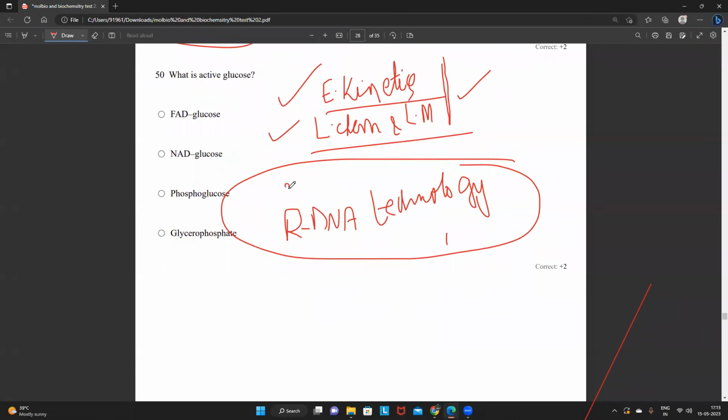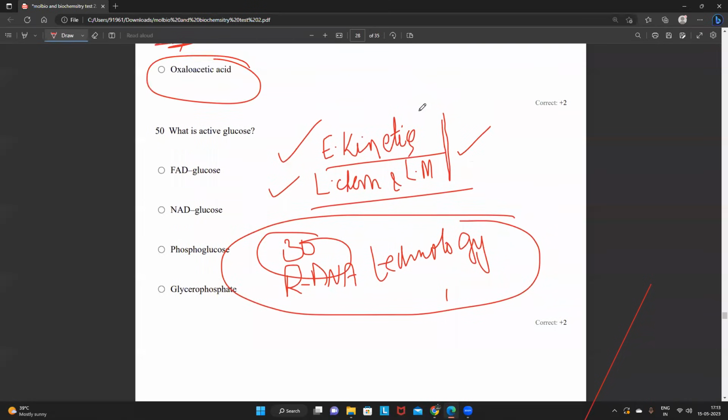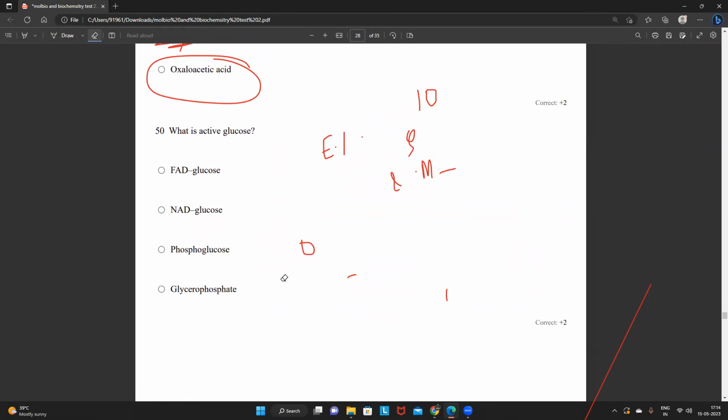From rDNA technology, I will give 30 questions. From enzymes and kinetics, I will give 10 to 11 questions. From lipid chemistry and metabolism, I will give 9 to 10 questions. So entire rDNA technology, enzymes and its kinetics, lipid chemistry and lipid metabolism. Okay. Clear, everyone? We'll continue tomorrow morning 5:10 a.m. and we will continue the kinetics. Within 2 days, it will be finished.